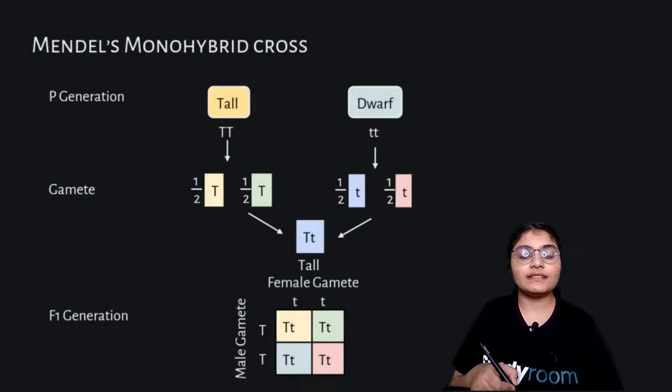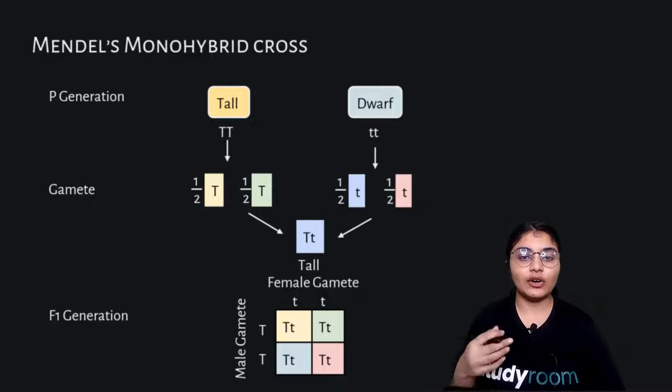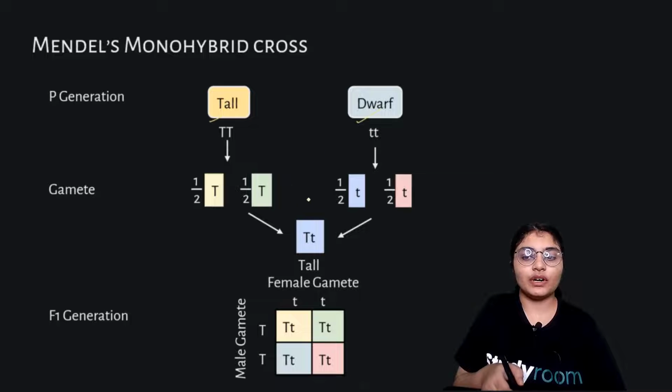Here we'll be discussing Mendel's monohybrid cross. What did Mendel do? This was an experiment that Mendel did with a monohybrid cross. He took pea plants with different characteristics: a tall plant, as you can see here, and a dwarf plant, right? He produced progeny by crossing them and calculated the percentage of tall or short progeny.